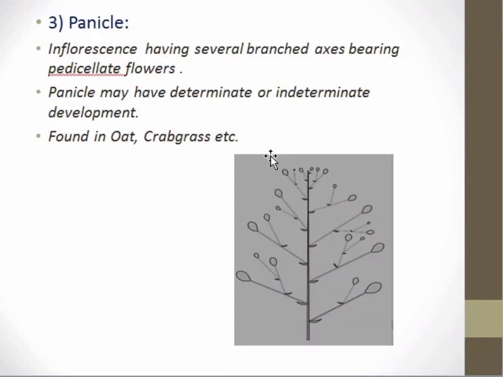The other type is panicle, an inflorescence having several branched axes bearing pedicellate flowers. This is the main axis, and the main axis bears several branched axes. These are branched axes on both sides, each bearing pedicellate flowers having pedicel. Panicle may have determinate or indeterminate development. In this case, look at the top, the growth is continuous, so this is indeterminate panicle, but it may be determinate panicle too. It is found in oat, crabgrass, etc.